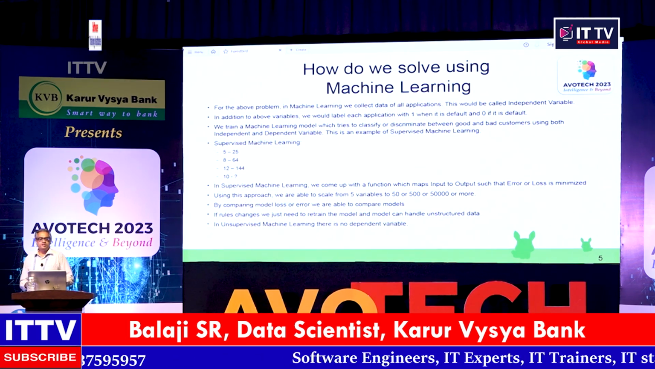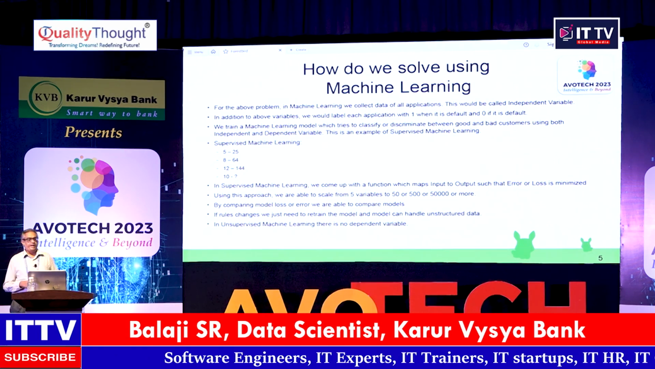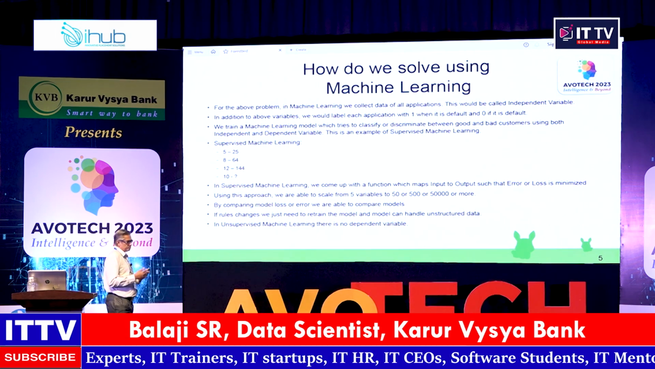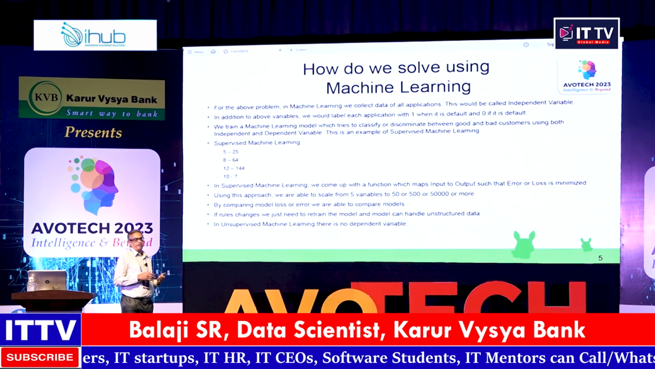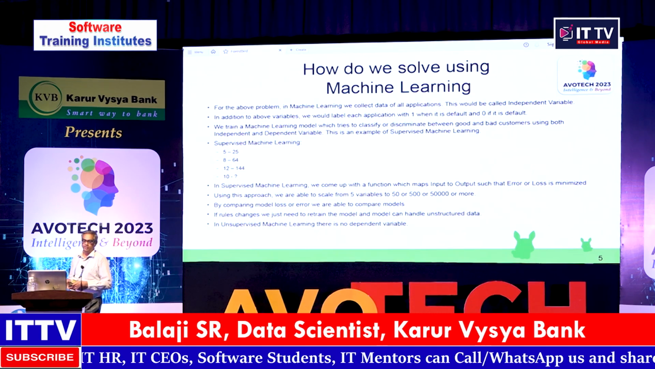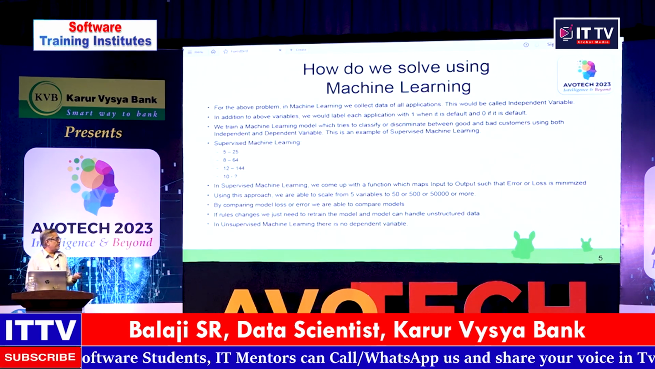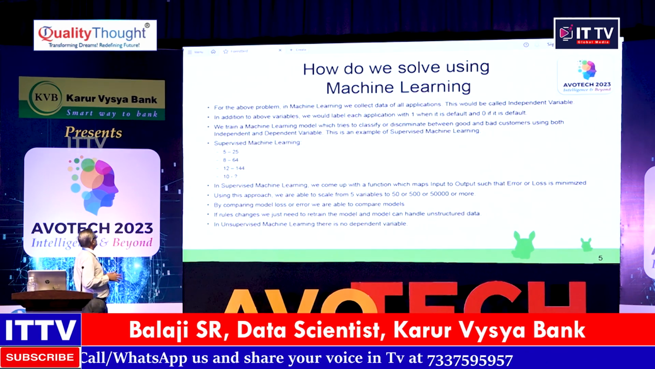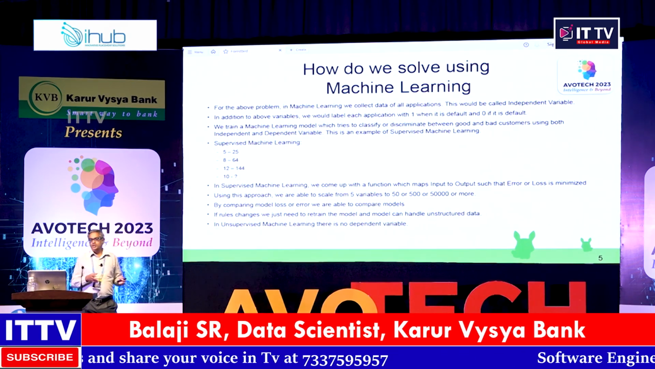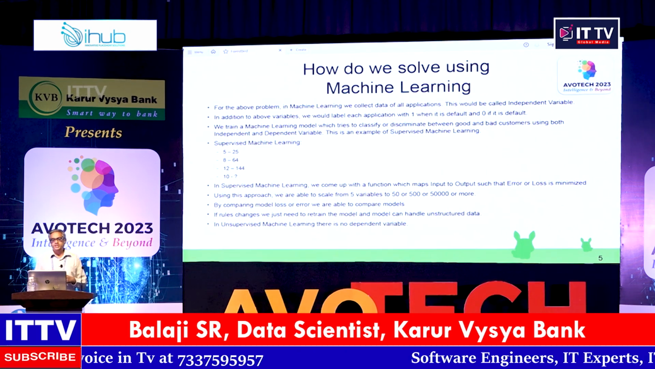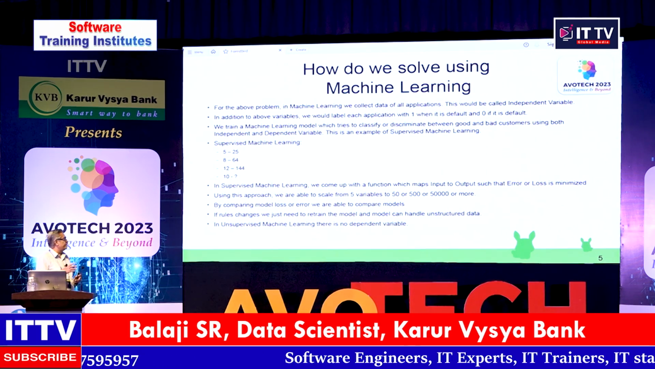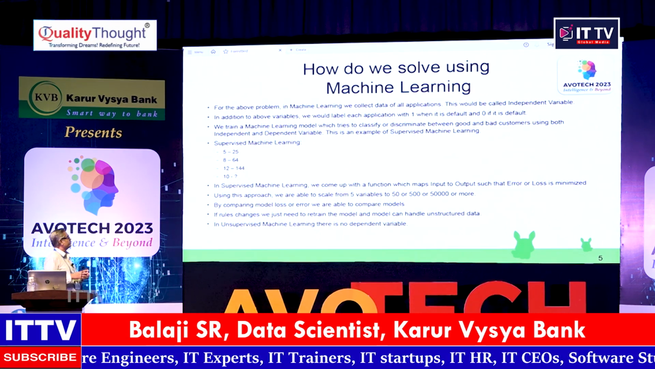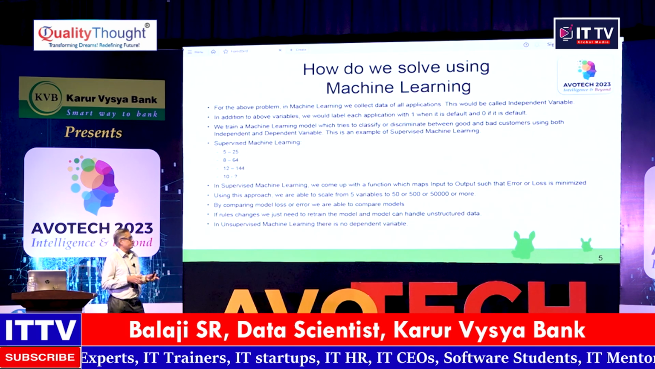If you have to solve this using machine learning, what you do is you collect the data of all applications. You can have various variables, like his age, his credit history, his payment patterns if you have them from previous banks. Those will be the independent variables. And in addition to that, you will have a variable for whether he defaulted or not. Normally this will be the dependent variable. And you train a machine learning model to discriminate between good and bad customers.